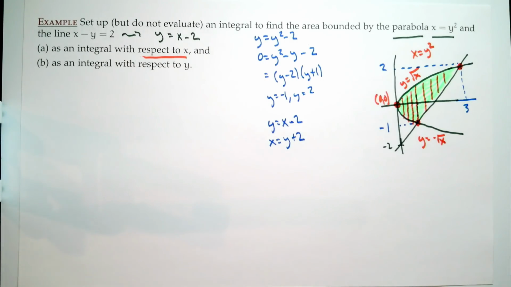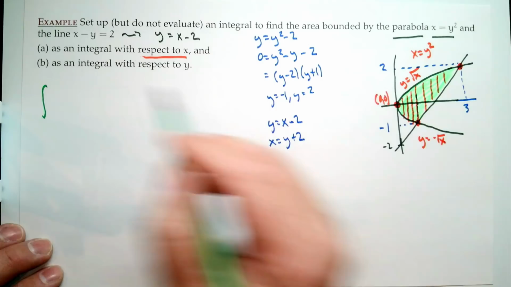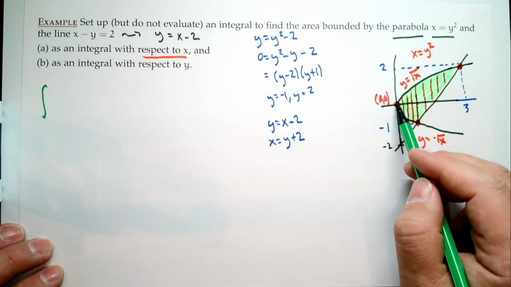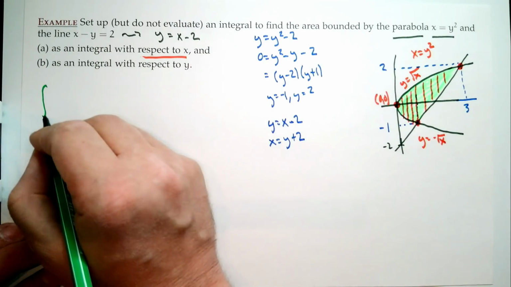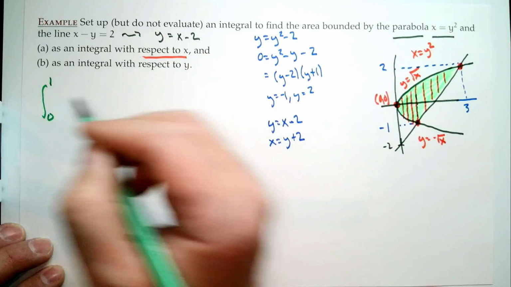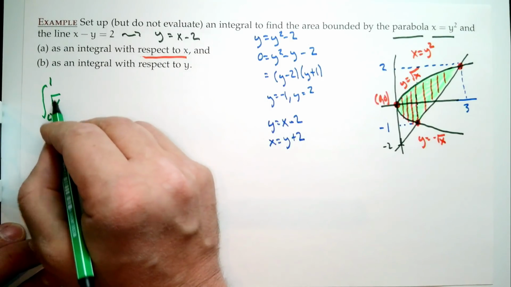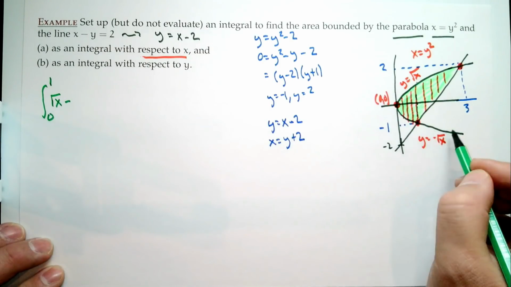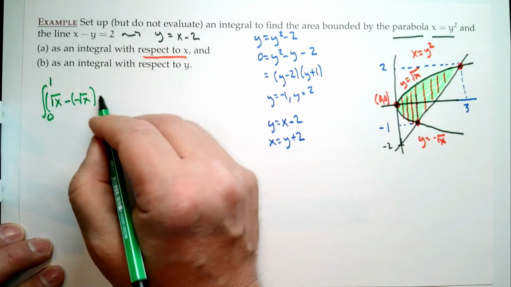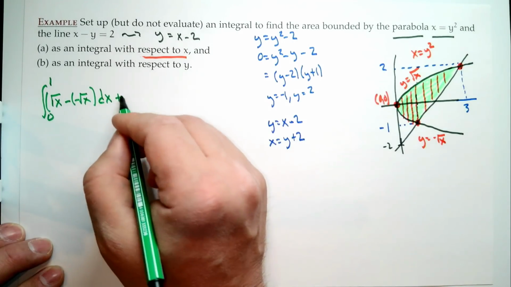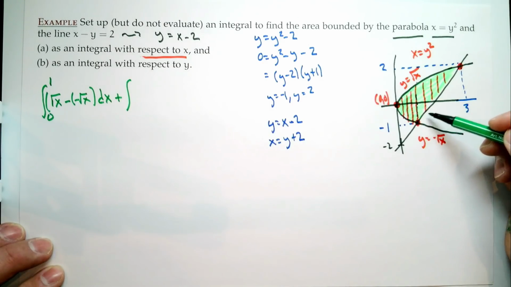So if we're doing part A, we're going to have two integrals. The first integral goes from x equals 0 to the point where I switch, which is at x equals 1, so 0 to 1. Then I'm going to take the top function, square root of x, subtract the bottom function, minus square root of x, dx. Then I'm going to add to that, from where I switch behavior, 1, to the next point where either I end or I switch.